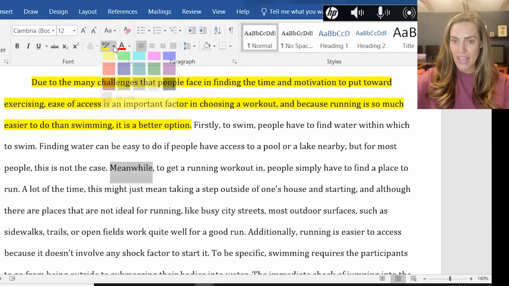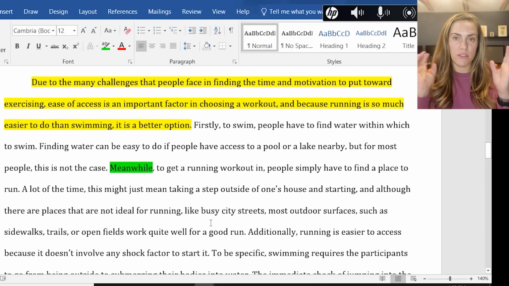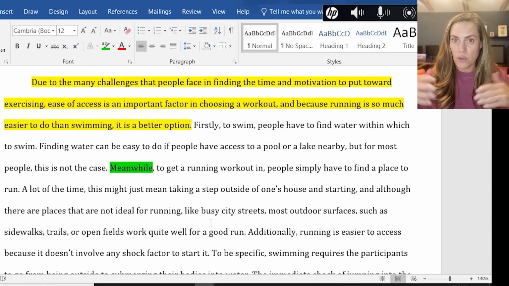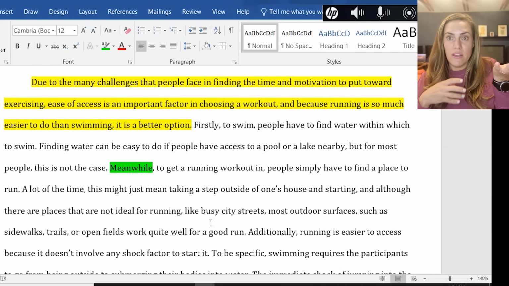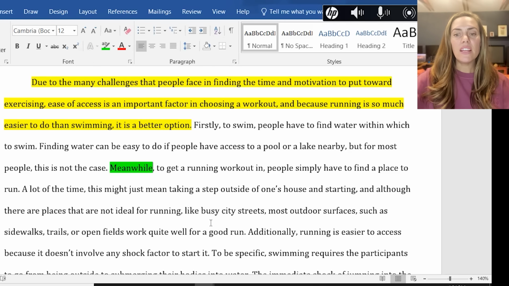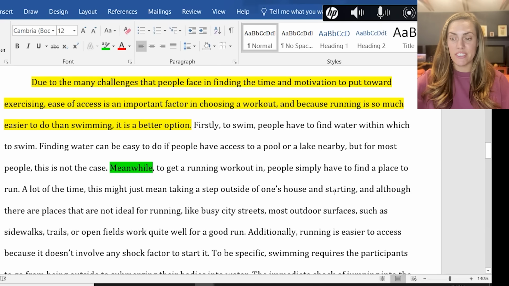Meanwhile, I'm going to highlight this word because this is one of those compare-contrast words that you want to use when you're comparing and contrasting. This word shows contrast. Meanwhile, so I was talking about swimming. Now I'm going to talk about running. So swimming's hard to access. Meanwhile, to get a running workout in, people simply have to find a place to run. A lot of the time, this might just mean taking a step outside of one's house and starting.